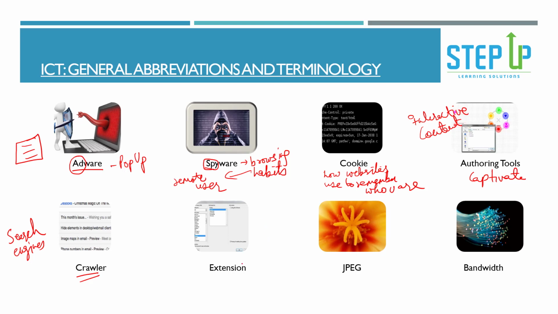What is an extension? Extension, again, it's very simple. Extension is nothing but the suffix. So you have things like .txt, .doc, .exe. These are suffixes at the end of a file name to indicate what type of file it is. Is it a document? Is it a PDF? JPG or JPEG is again an extension for images.